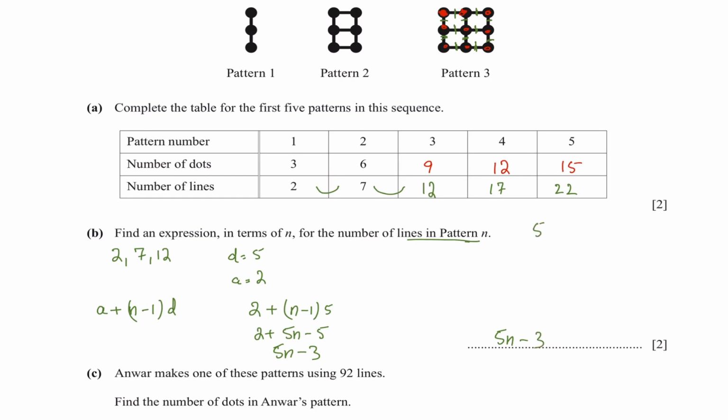It's always better to check your answer by taking just a random value of n and plugging it in. So if I plug in 4, my answer should turn out to be 17. Let's see, 5 times 4 minus 3. So 20 minus 3 equals 17. That means I've done this correctly.